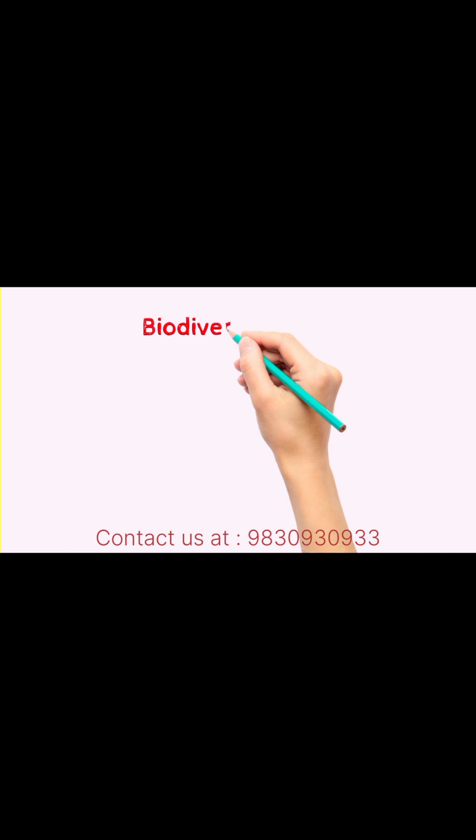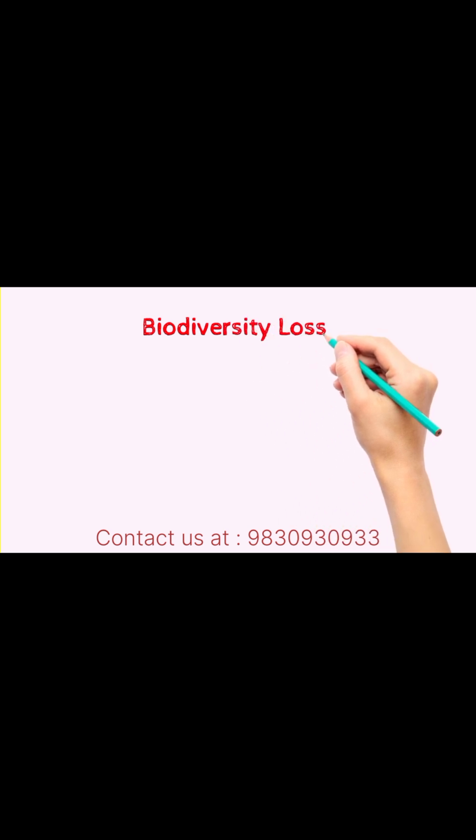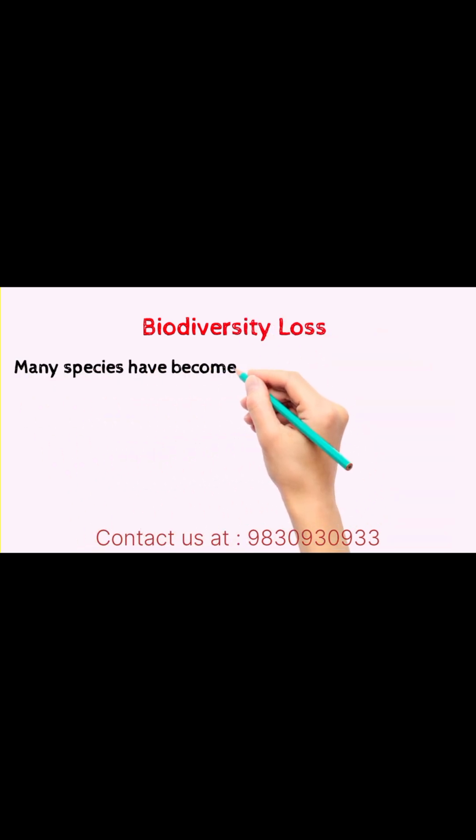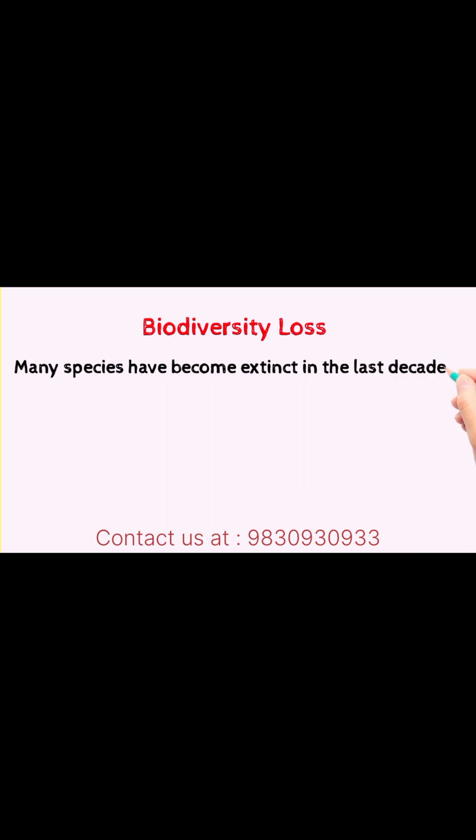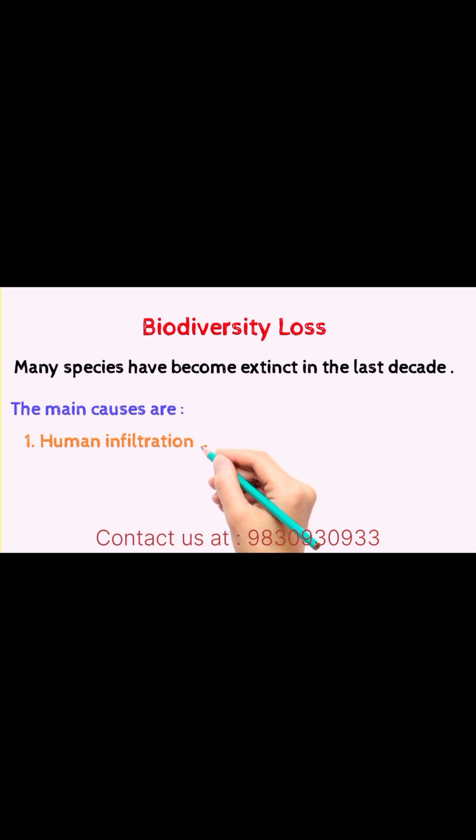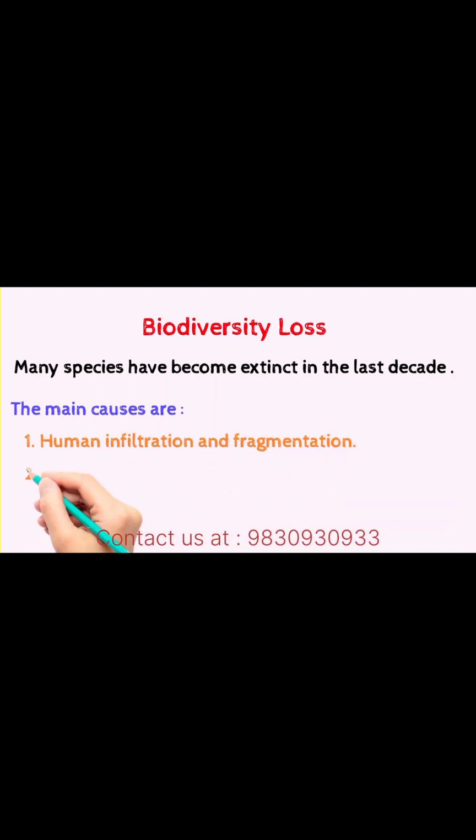Now, there is a great biodiversity loss in our ecosystem. We have lost the Sumatran tigers, the pink-headed duck, the dodo bird, and many amphibian species. The main reasons behind this huge level of biodiversity loss are human infiltration and fragmentation, overexploitation, habitat loss, and co-extinctions. We are probably passing through the sixth largest extinction of the earth.